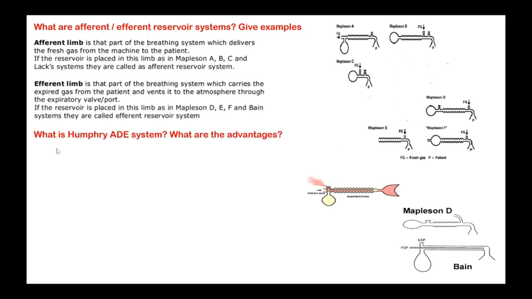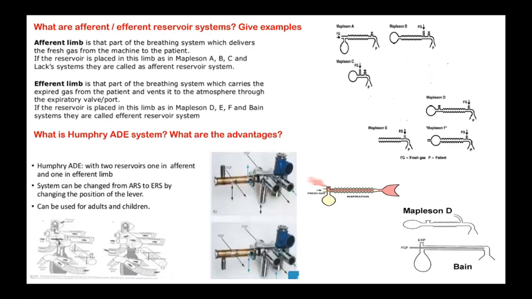And there is one more thing called the Humphrey ADE system, where they had combined the two reservoirs in one afferent and one efferent limb, and the system can be changed from afferent to efferent system by changing the position of the lever. Of course, this is more from theoretical aspect. This is not in common use.